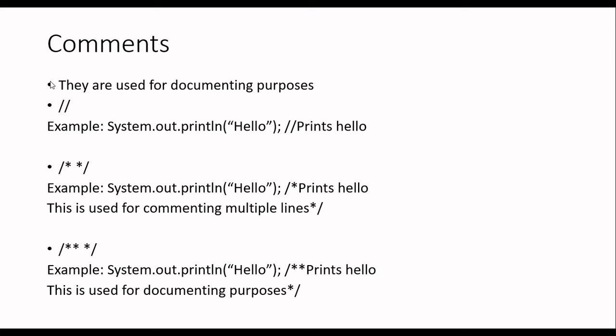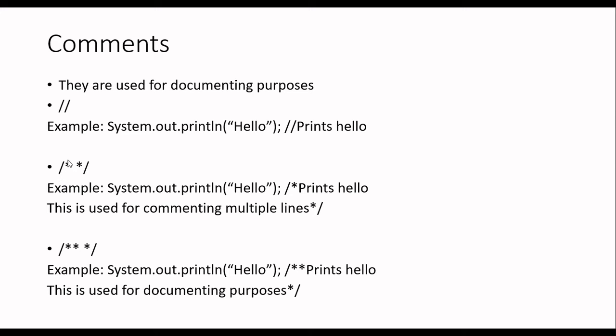There are three types of comments: with two slashes, with a slash and two asterisks, and with a slash and three asterisks. The comment with two slashes can be used in only one line. So if we need to have a comment for only one line, this is the ideal comment to use. So in this example, we are printing hello and then we put double slash and we write prints hello. So whatever is after the double slash is ignored by the compiler.